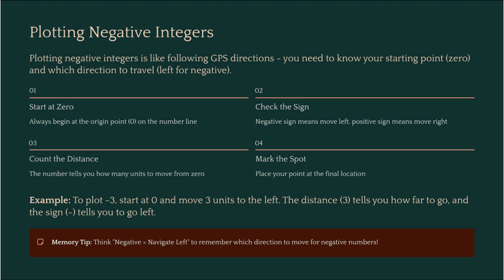When you plot a negative integer, you start at 0 and move left. To plot -3, you start at 0 and move 3 steps to the left. The farther you move to the left, the smaller the number gets. It's a very visual way to see the value of an integer.